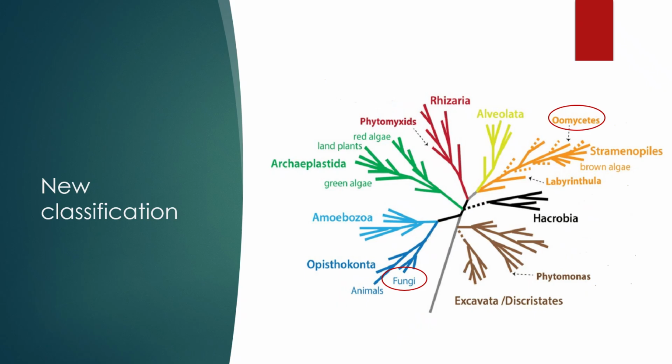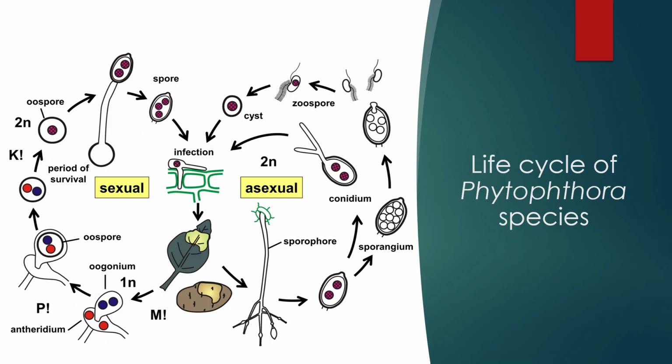Accordingly, Phytophthora is now placed in a diverse group of eukaryotic microorganisms that includes the brown algae and water molds. And within this kingdom, Phytophthora belongs to the Oomycota phylum, which are fungi-like but not true fungi. About the life cycle of Phytophthora species, Phytophthora produce both asexual and sexual reproduction stages, allowing them to rapidly spread and persist in challenging environments.